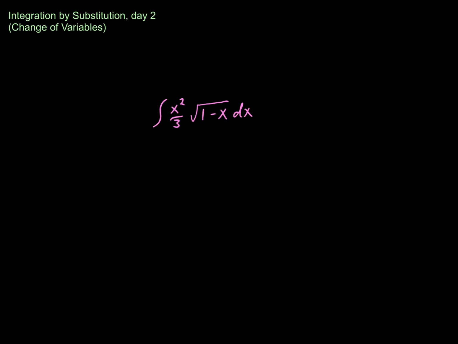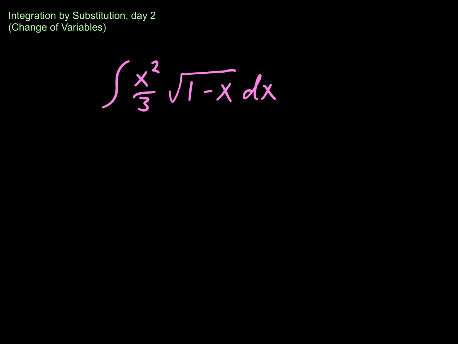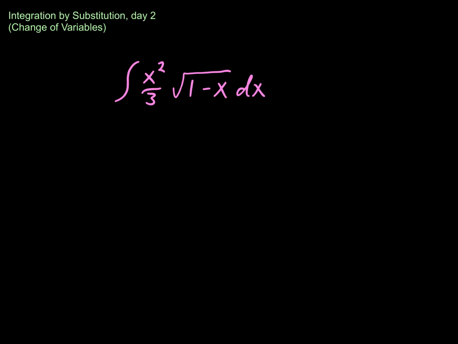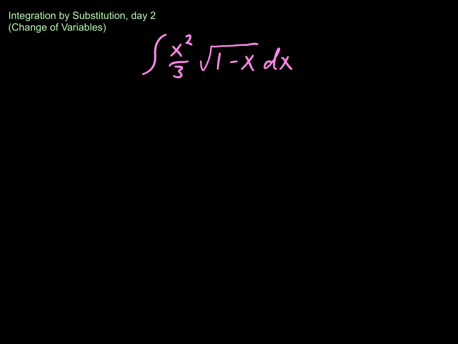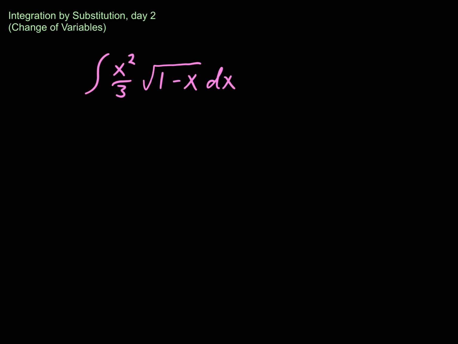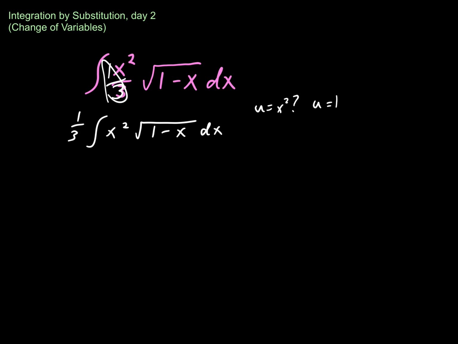This one here is rather tricky, so let's look at this one. Whenever you can clean these things up, I highly recommend it. So the first thing I'm going to notice is I do have a 1/3 that is a constant, I can take that 1/3 out, which is going to at least make it down to this. It looks a little bit easier on the eye. And now inside this integral, we have really two choices, right? Are we going to call u x squared, or are we going to call u 1 minus x? Which would be our better bet?